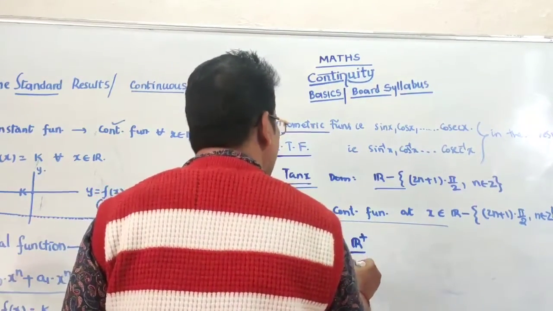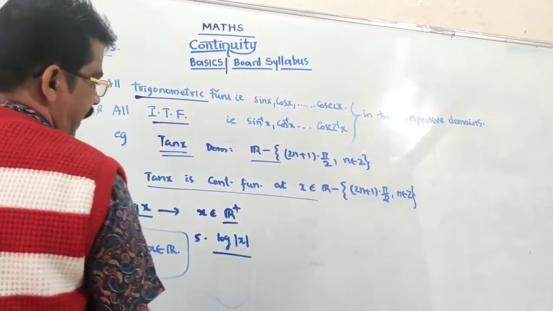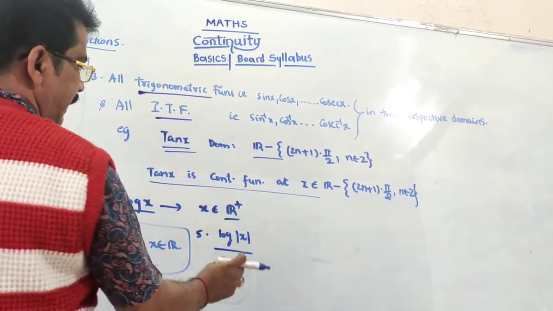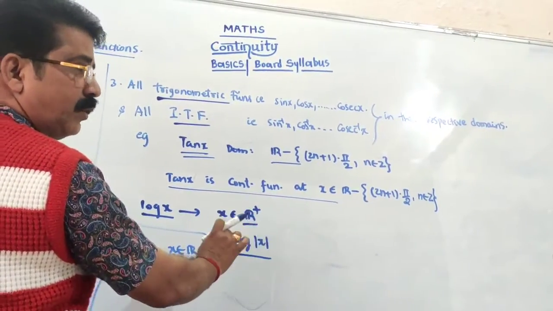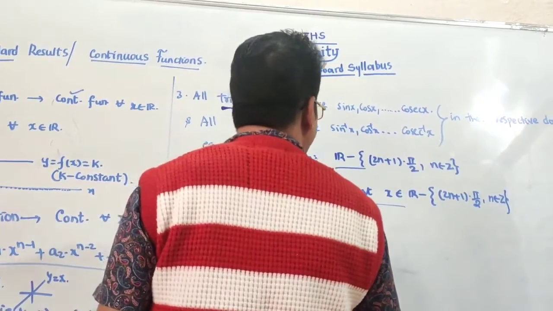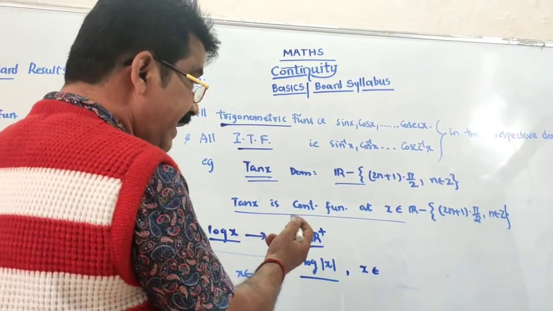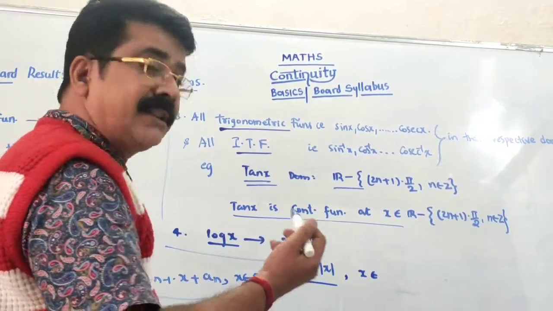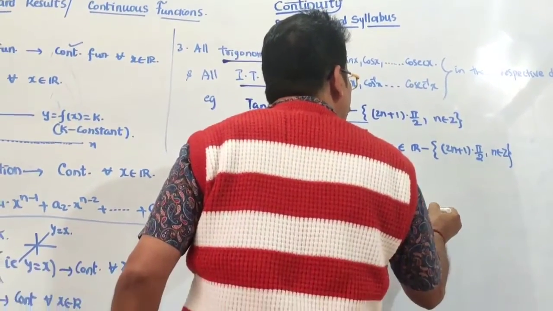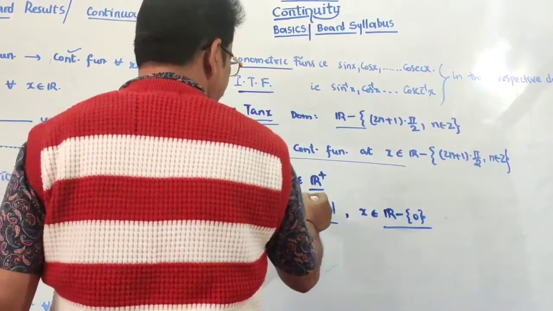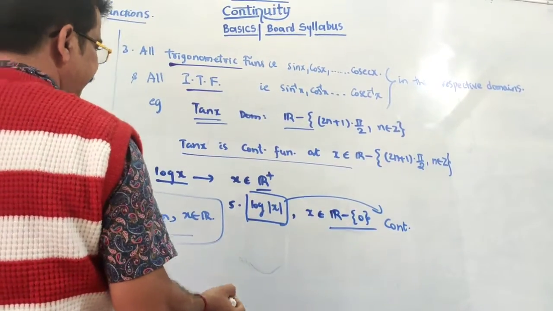Next, number 5, logarithm of modulus of x. In this function, if we take x equal to minus 3, then modulus of minus 3 is equal to plus 3. So, log 3 is defined. Thus it is defined. Already I said, if we are writing modulus of x, we are talking about the domain. Means the domain is any real number except 0. So therefore in this area log of modulus of x is always continuous. That is the complete meaning.